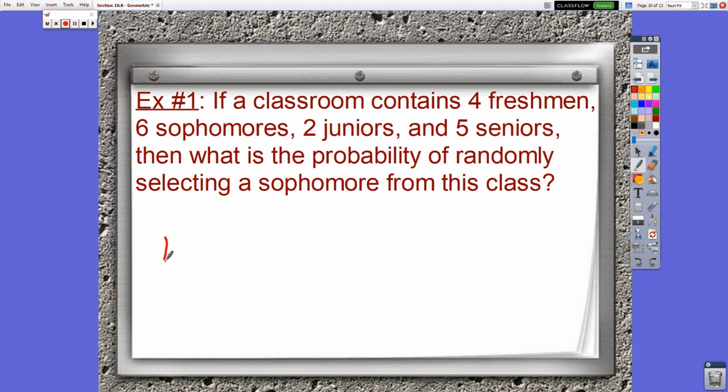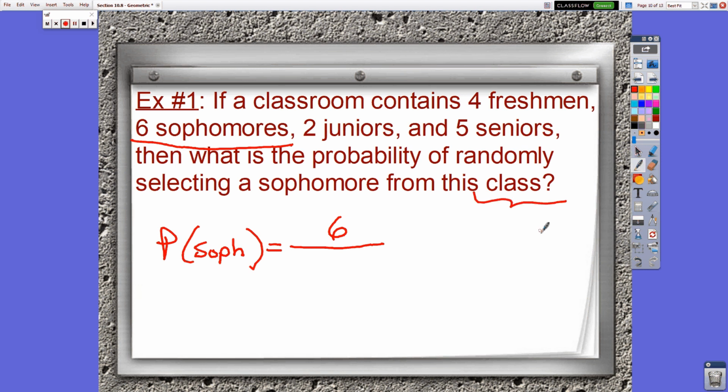If I wanted to know the probability, and I'll just abbreviate sophomore, S-O-P-H, then I would need to consider how many sophomores I could potentially choose in this class. That is my favorable region. I have 6 sophomores that I could pick from. Then I would divide that by all the possibilities of people that I could pick. I could pick freshmen, sophomores, juniors, or seniors in this entire class. How many people are there in the entire class? 4 freshmen plus 6 sophomores makes 10, plus 2 juniors makes 12, plus 5 seniors makes 17 total in the class.